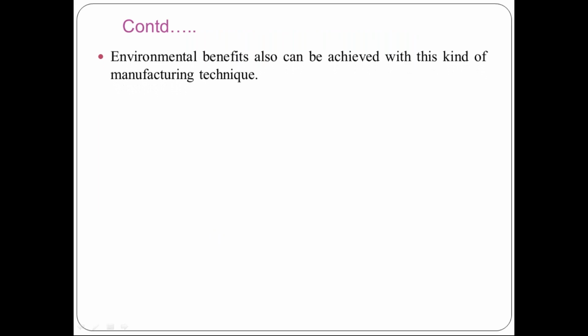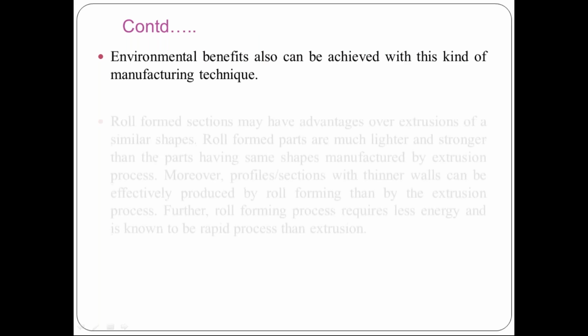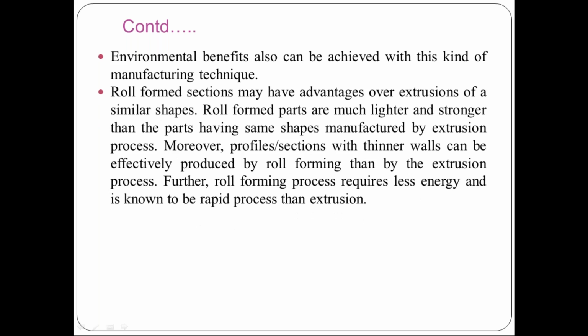Environmental benefits also can be achieved with this kind of a manufacturing technique. Roll form sections may have advantages over extrusion of similar shapes. Roll form parts are much lighter and stronger than the parts having the same shape manufactured by the extrusion process. So ultimately this is the comparison with the extrusion process. Moreover, profiles or sections with thinner walls can be effectively produced by roll forming than by the extrusion process.